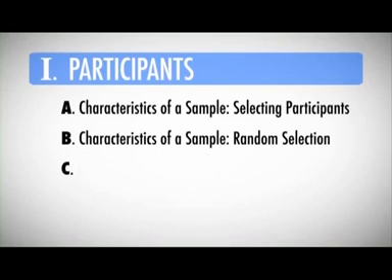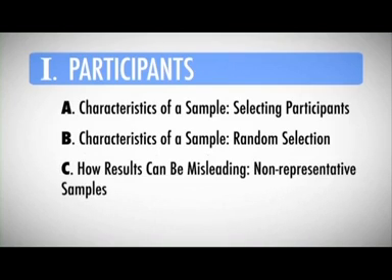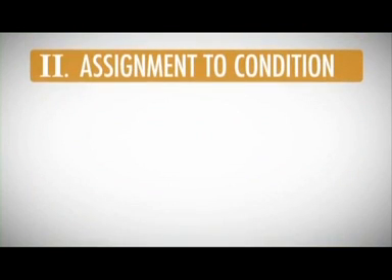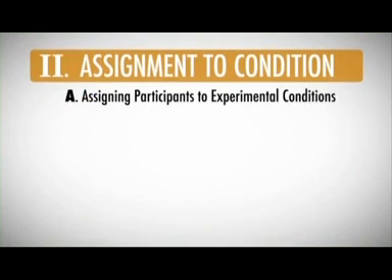Next, we'll look at how our samples could turn out not to represent the population we think we're studying, and could thereby produce misleading results. In the second part of this DVD, we will examine how the way we assign participants to experimental conditions could cause us to reach misleading conclusions.